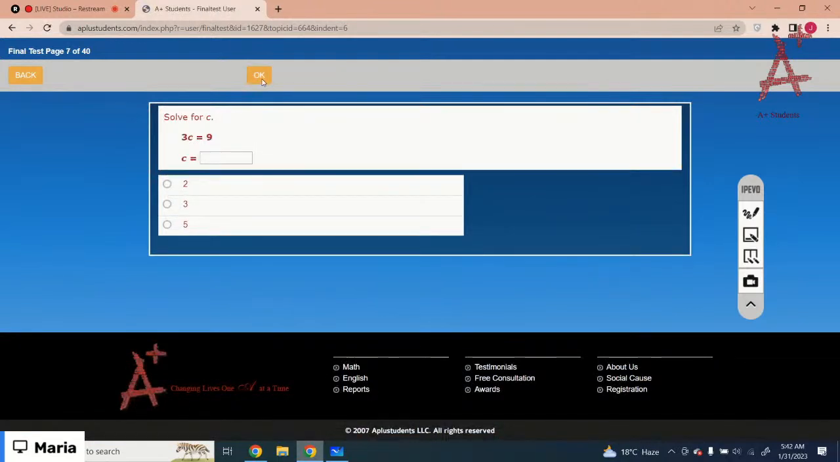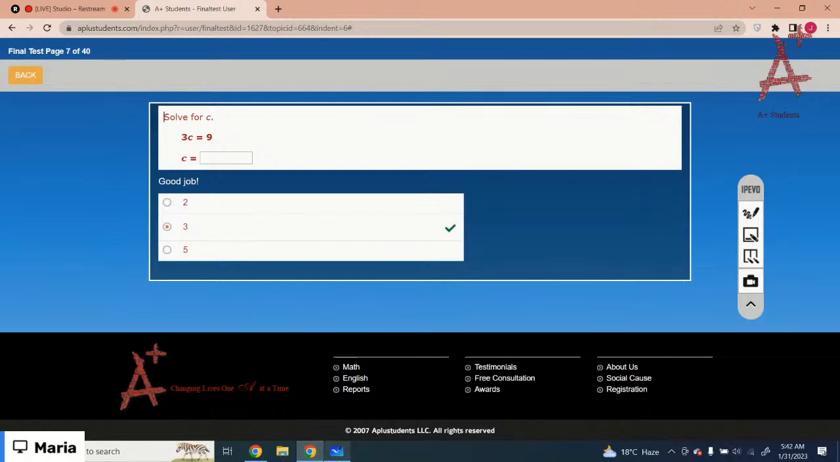Okay, the next one is 3c equals 9. You have to calculate the value of c. Which is the correct option? The value of c is 3. Got it? Because you have to divide both sides of the equation by 3, and 3 times 3 equals 9.